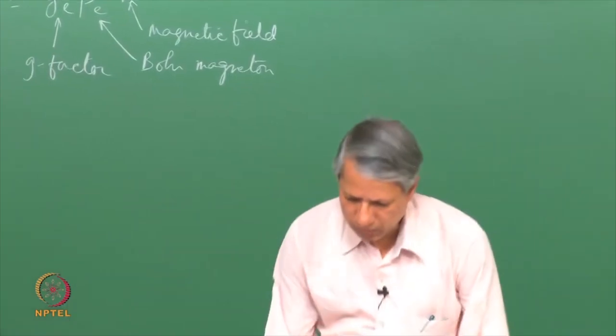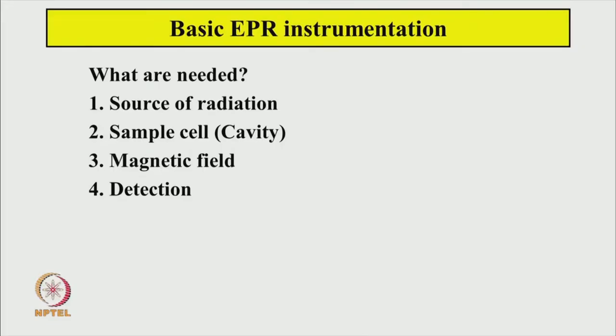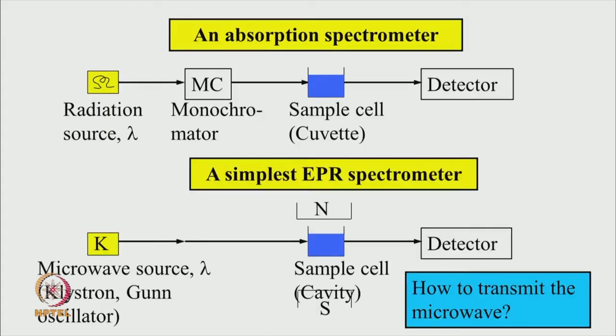So, how will a spectrometer look like? The simplest possible spectrometer will look like this. And here we are comparing with a normal absorption spectrometer, which you must have seen in optical experiments, for example, ultraviolet visible spectroscopy, infrared spectroscopy or what not. They have a source of radiation, then the monochromator, which chooses a particular frequency, then the sample cell, which is normally called a cuvette, radiation goes to this and whatever comes out is measured on a detector. Whenever the radiation is absorbed by the sample at a given wavelength, that change in the signal seen by the detector is in a sense the spectrum.